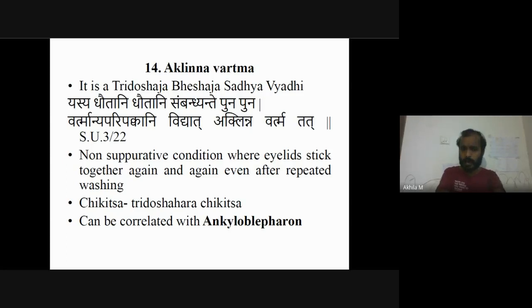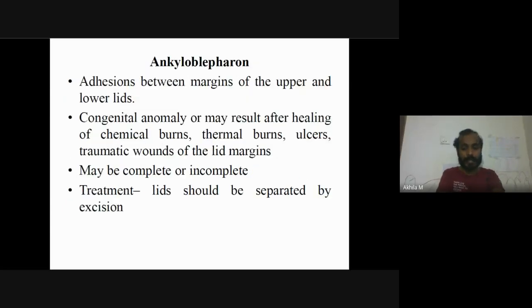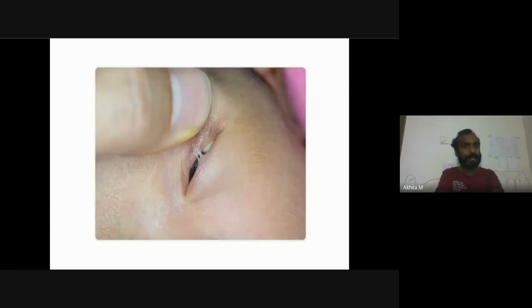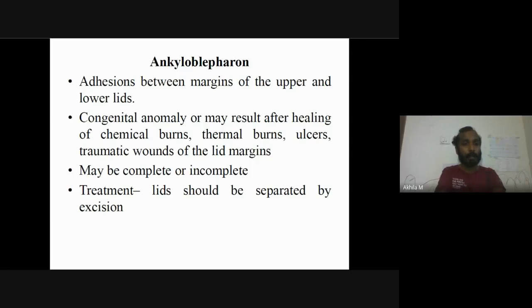I said, according to Sushruta, Tridoshahara chikitsa can be advised for aklinna varma. So this condition can be correlated with ankyloblepharon. What is ankyloblepharon? From this picture you will get an idea that the margins of the upper and lower lid are joined together. That is the condition of ankyloblepharon, an adhesion between the two lid margins. The upper and lower lid margins are joined together.